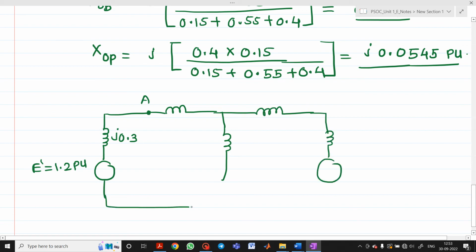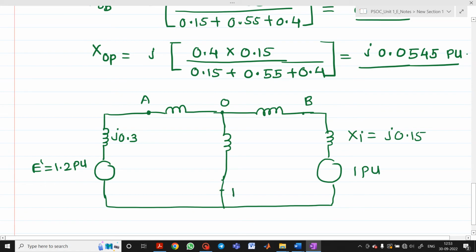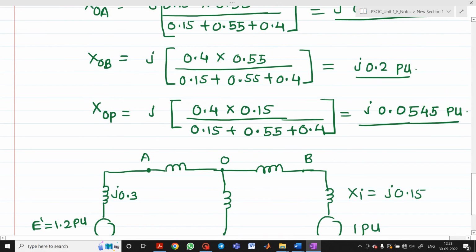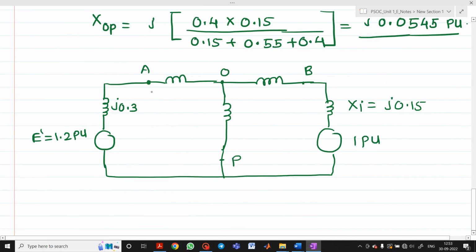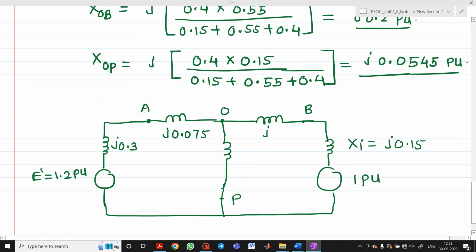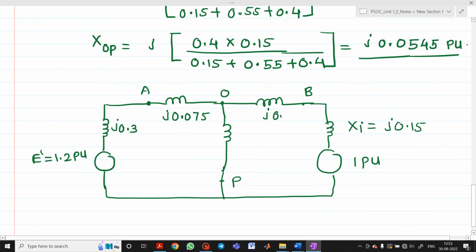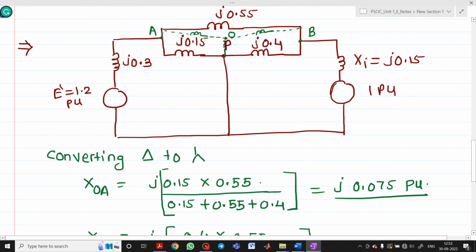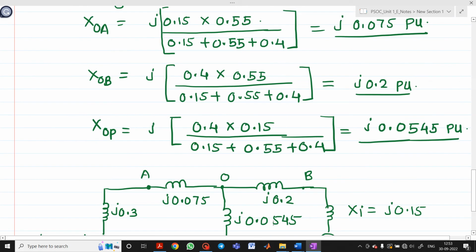Here it is connected here. So this is your 1 per unit. This will be your XI, which will be J 0.15. This is your point O. This will be your point B, let's say, and this will be your point P, suppose. So what is OA? XOA is 0.075, so I will write it here J 0.075. XOB, how much is that value? J 0.2. So I will write it here, and this will be J 0.0545. So basically we first converted this delta into a star. So we will get this circuit.